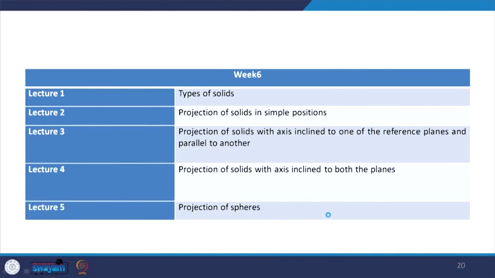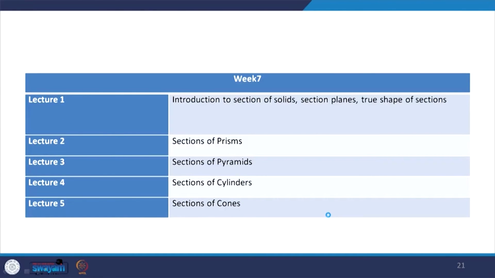In week 6 we will move on to solids. From planes we will move on to solids. In week 7 we will look at sections of these solids. If the solids are being cut, then what do we see? In week 8 we will move on to spherical surfaces, how we develop different surfaces, and then intersection of these different solids. So that's all for today.